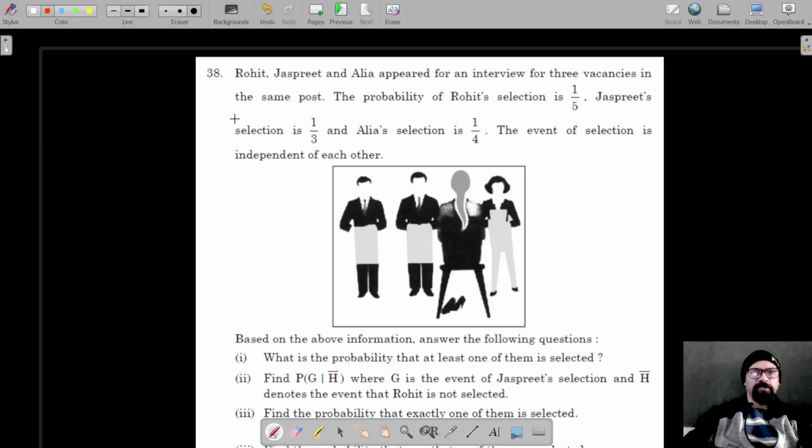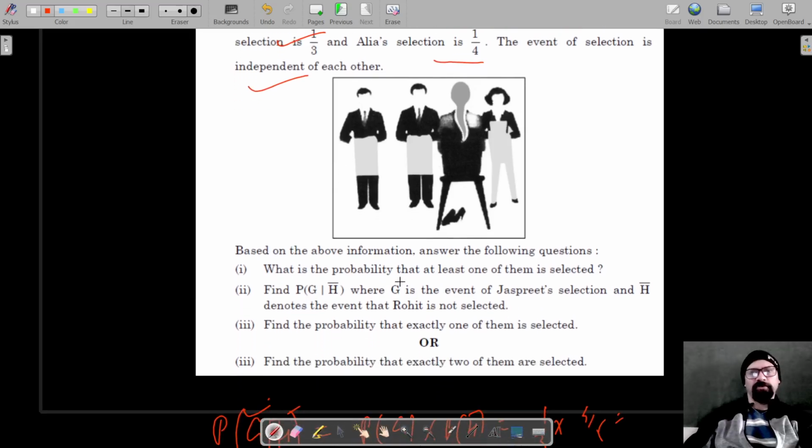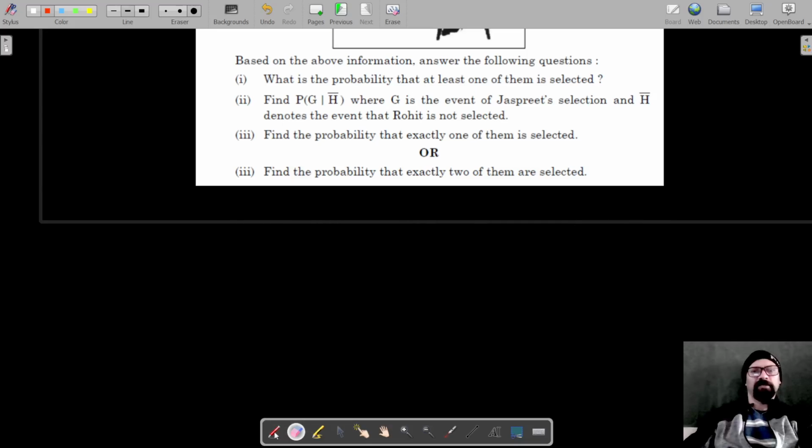For question number 38, it's given that Rohit, Jaspreet, and Alia appeared for interview for three vacancies in the same post. One has to be selected. Probability of Rohit's selection is 1 by 5, Jaspreet's is 1 by 3, Alia's is 1 by 4, and the events are independent of each other. So, what is the probability that at least one of them is selected?